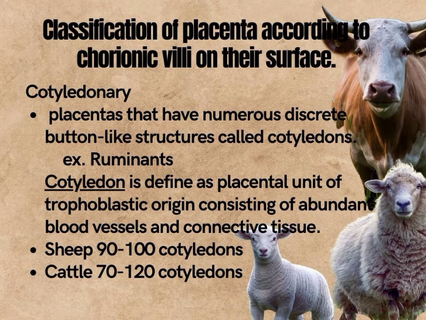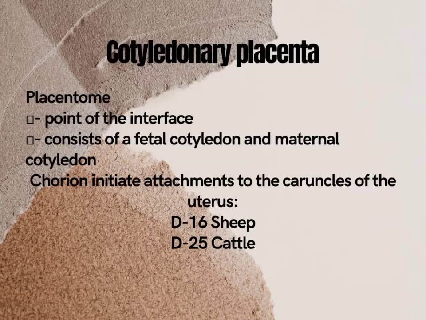Cotyledonary placentas have numerous discrete button-like structures called cotyledons, and this is found in ruminants. Cotyledon is defined as a placental unit of trophoblastic origin consisting of abundant blood vessels and connective tissue. The sheep have 90 to 100 cotyledons, while cattle have 70 to 120.